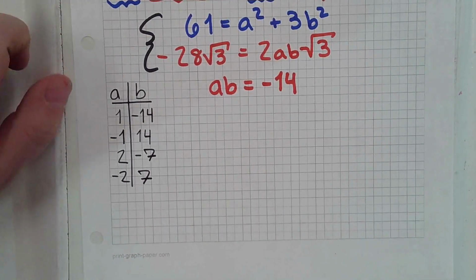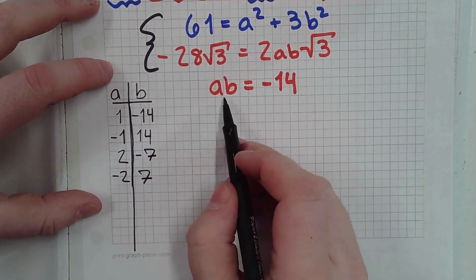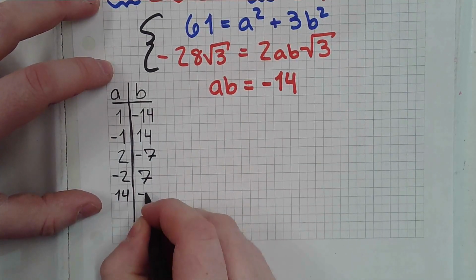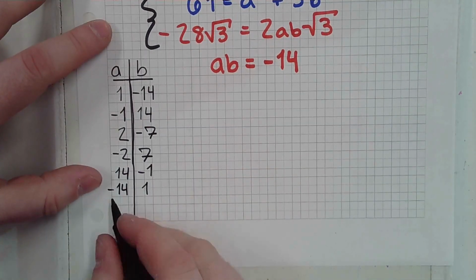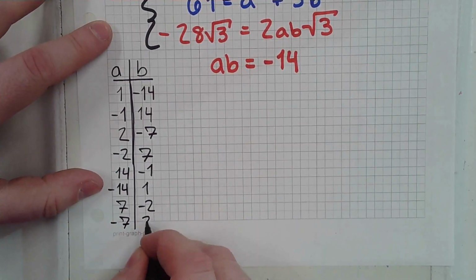Now, as I said earlier, we can reverse these, because it doesn't matter what order a and b are in, right? So a could also be 14, and b could be negative 1. A could be negative 14, b positive 1. A could be 7, b could be negative 2. A could be negative 7, and b could be positive 2.